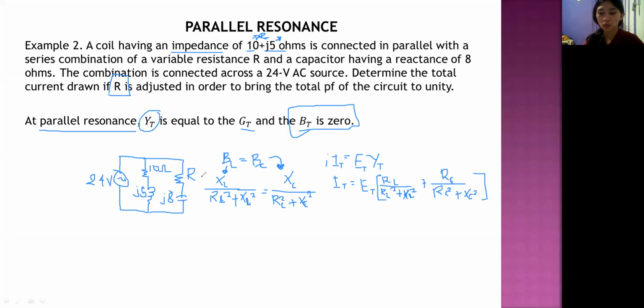So plugging in the values, we have XL which is equal to 5 over 10 squared, so RL squared plus 5 squared, which is equal to 8 over R squared plus the value of XC, which is equal to 8 squared. Here we can just use our calculators in solving. We'll just have to shift solve this, so we'll have the value of 11.66 ohm.